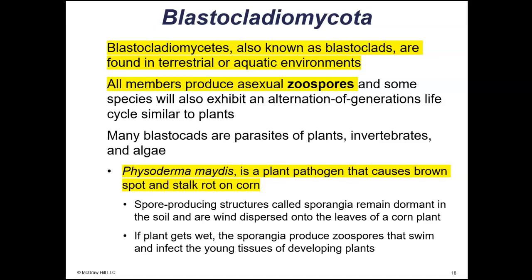The phylum Blastocladiomycota, also known as the blastoclads, are found in either terrestrial or aquatic environments. All of them produce asexual zoospores. Remember, zoospores have flagella so they can swim. We aren't going to talk a whole lot about this phylum, but there is an example here. The species Physoderma maydis is a plant pathogen that causes brown spot and stalk rot on corn.